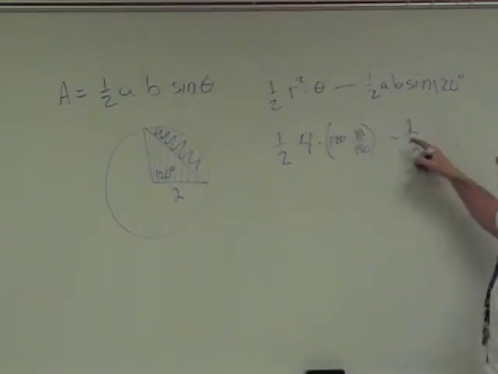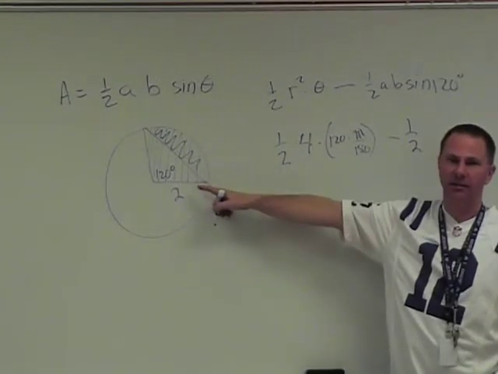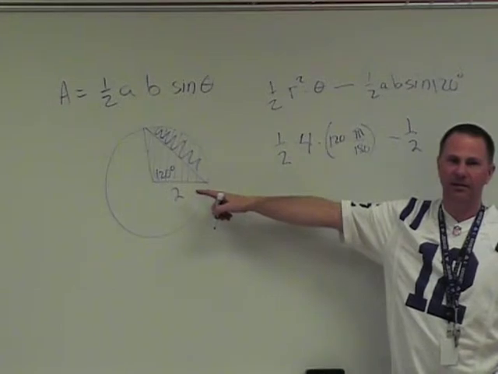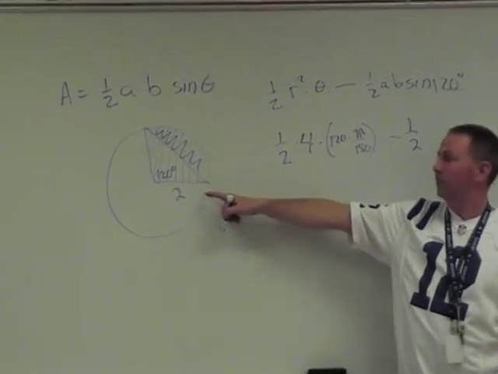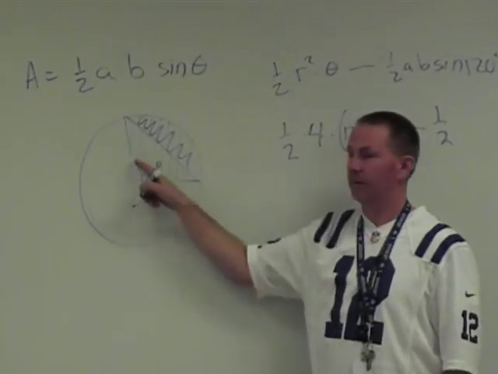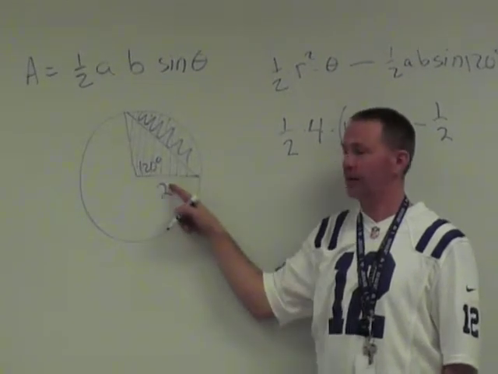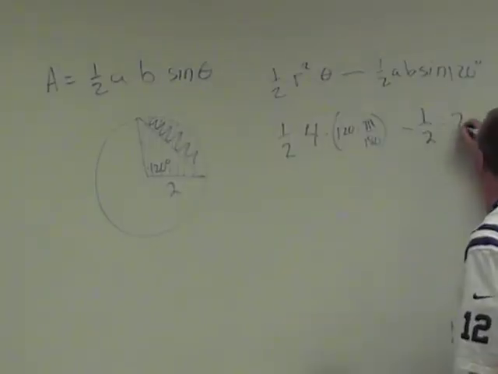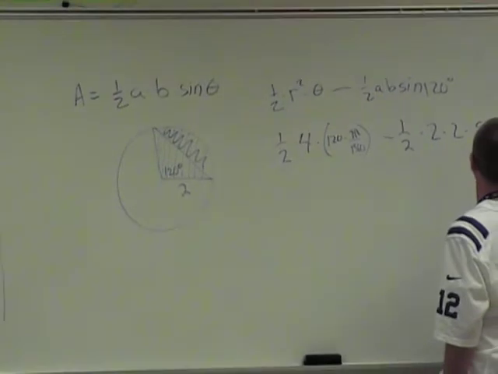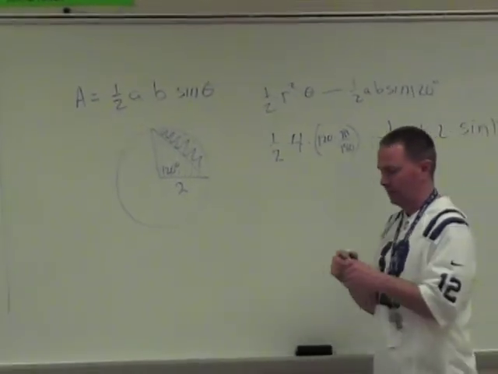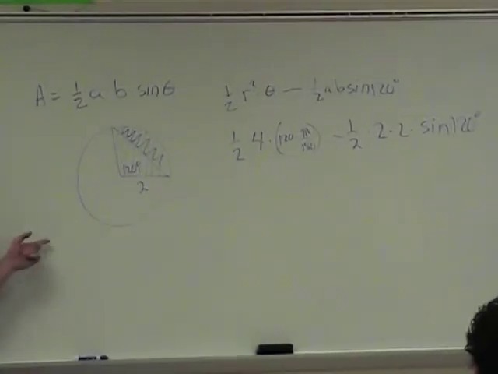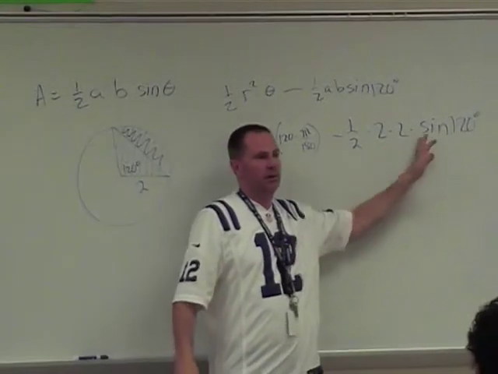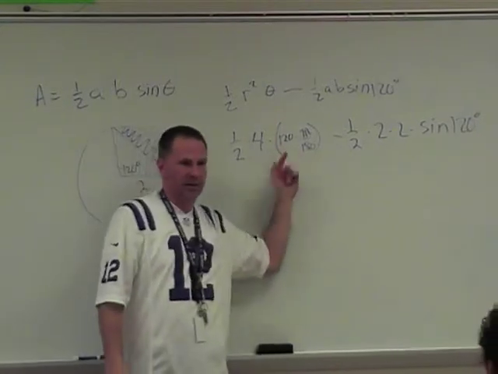minus 1/2. What's A and B in the triangle? What's the two lengths of these? 2 and 2, right? Isn't this the same as that one? So 2 and 2, 2 times 2, times the sine of 120. Calculate that, please. Make sure you're in degree mode, because this is what we're dealing with.